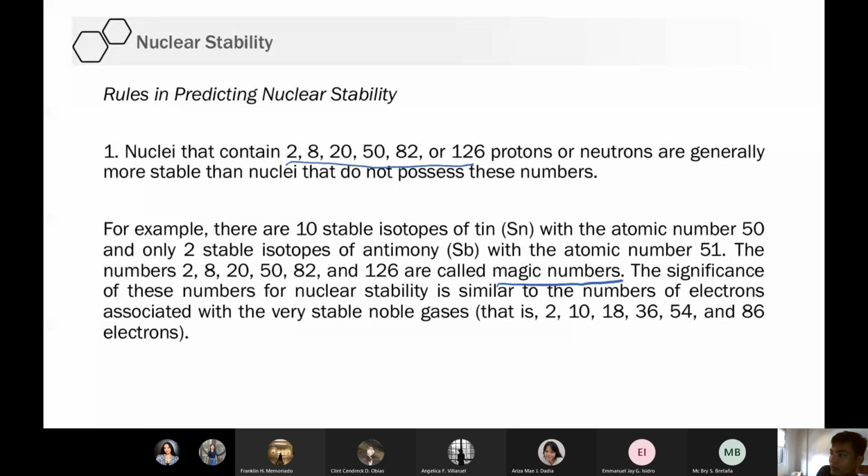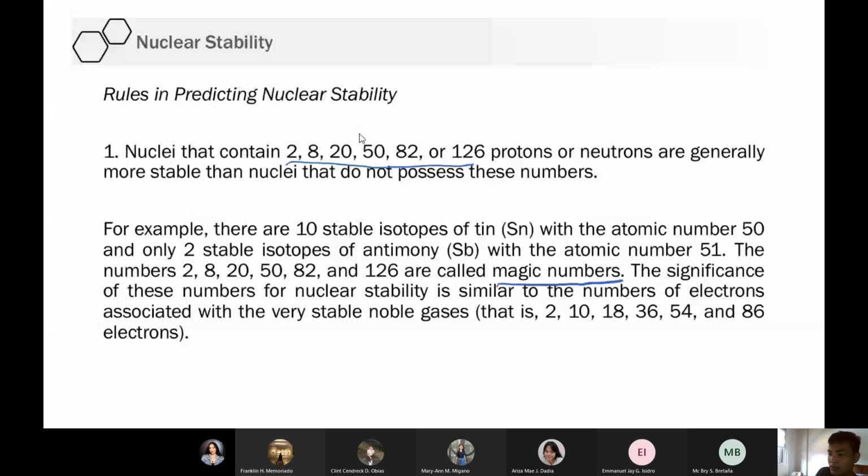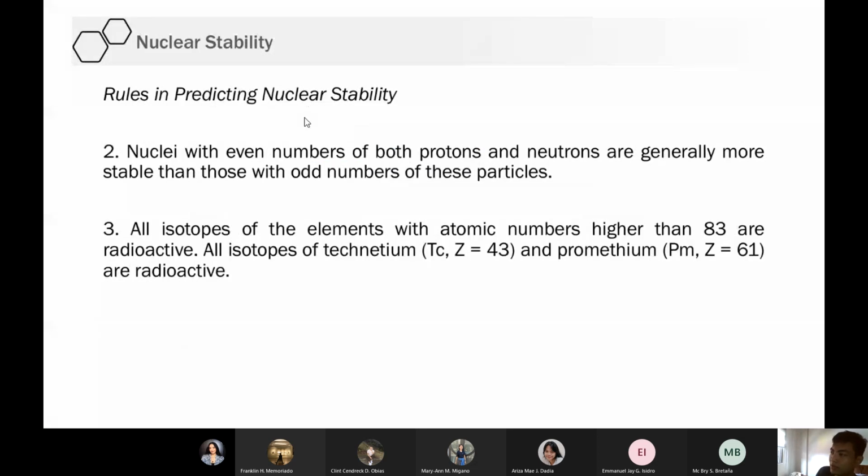Next one, nuclei with even numbers of both protons and neutrons are generally more stable than those with odd numbers. Bakit kaya, bakit kailangan even ang neutrons? Okay, it has something to do with the shell model then. And again, the shell model of nucleus is still being studied. Okay, basta ito yung observation nila. But the main reason why still is inaalam pa nila. So if you look for journal articles, they are still experiments ongoing with this one. Okay, so basta in theory ito.